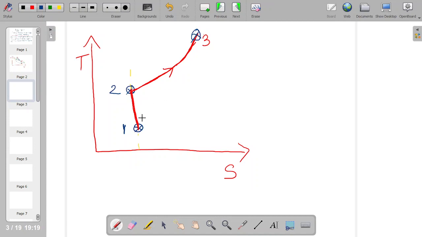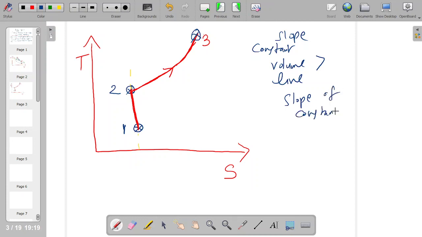So here in the TS diagram we may not identify any considerable difference between Otto cycle and diesel, because constant pressure and constant volume lines in the TS diagram are almost similar, except that the slope of the constant volume line will be more compared to the slope of the constant pressure line. That is the only difference in the TS diagram. So this is a constant pressure curve. Its slope will be a little bit lesser compared to the constant volume curve.